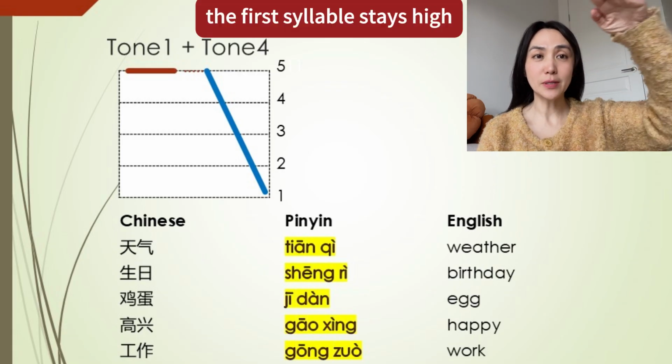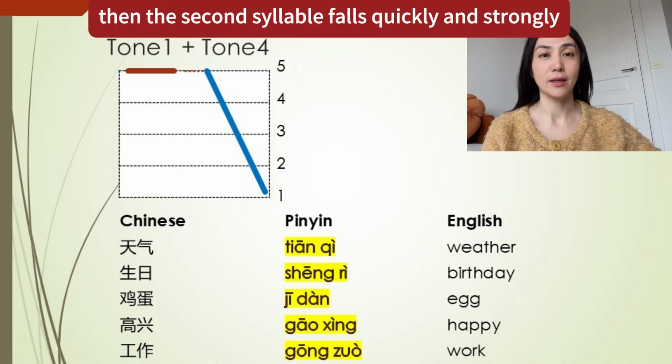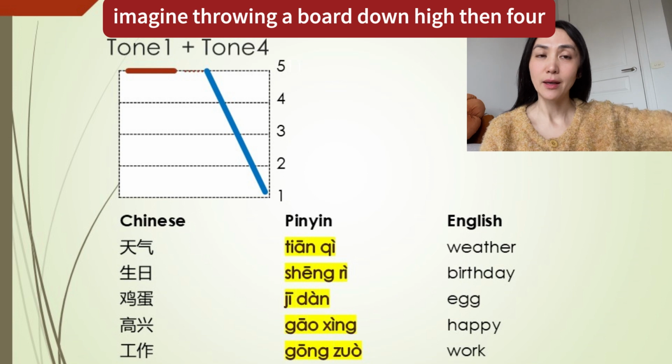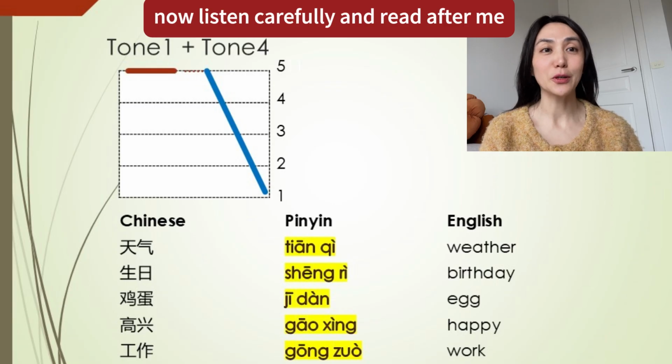The first syllable stays high, then the second syllable falls quickly and strongly. Imagine throwing a ball down, high, then 4. Now, listen carefully and read after me.